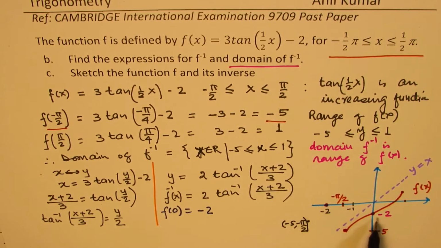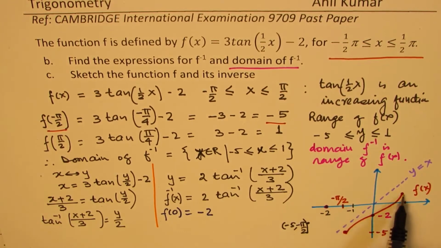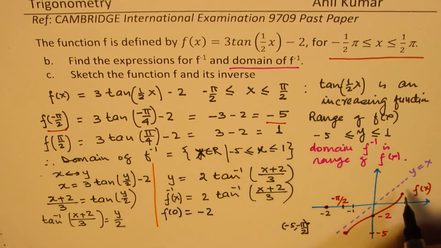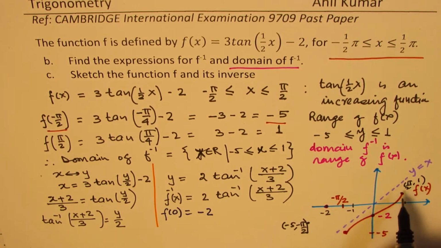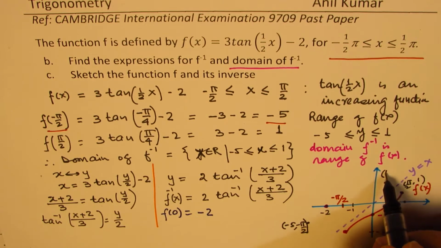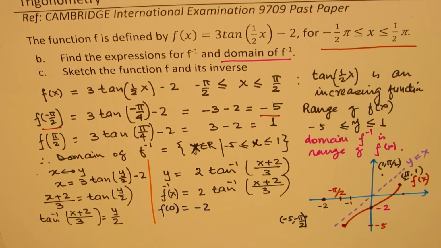And then we have minus 2, 0 as the other point on our inverse function. And this point here is at pi by 2, 1, right? So this will be reflected and become 1, pi by 2. So at 1, we expect the value of pi by 2, right? So let's say this point is 1, pi by 2. Is that clear? So joining these points, we get our inverse function, okay?